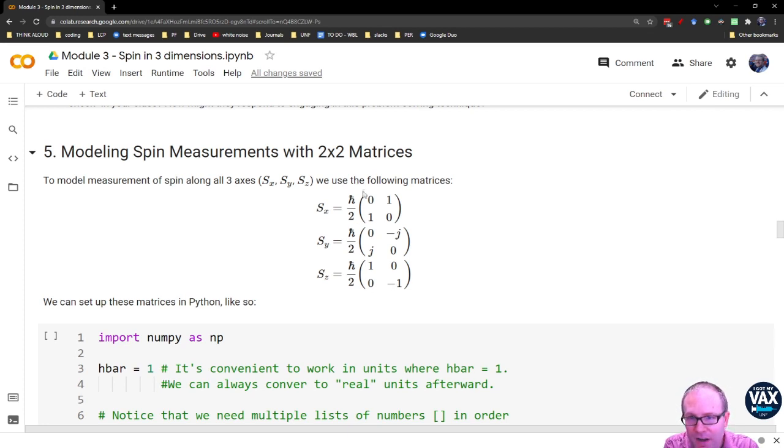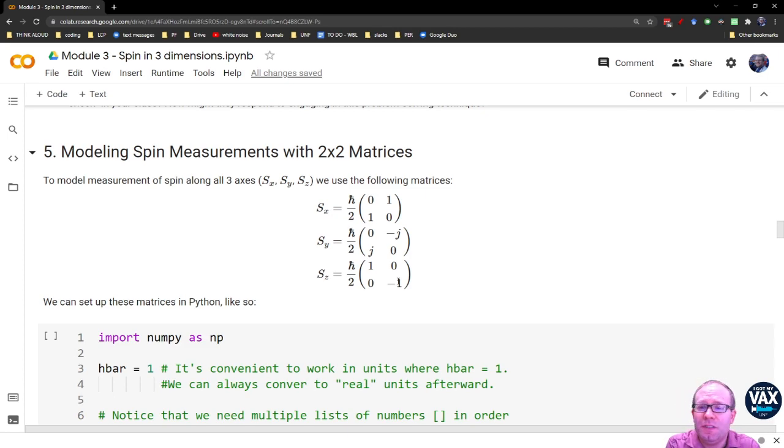Notice everybody's got an h bar over 2, because you're always going to measure h bar over 2 for the spin. In any direction you measure it, it's just a question of whether you measure in the positive direction or the negative direction. And so what we've got here is the combination of matrix elements that will give you the appropriate spin states when you take the eigenvalues and eigenvectors of this matrix. So for Sx, we need zeros on the diagonal and ones on the off diagonal. For Sy, it looks much the same. We've just got j's and a negative on there. And for Sz, we've got what we had last time: 1, 0, 0, negative 1.